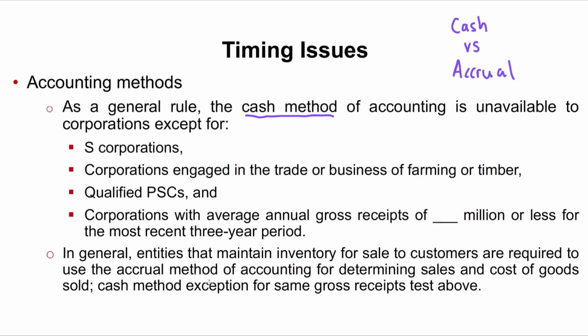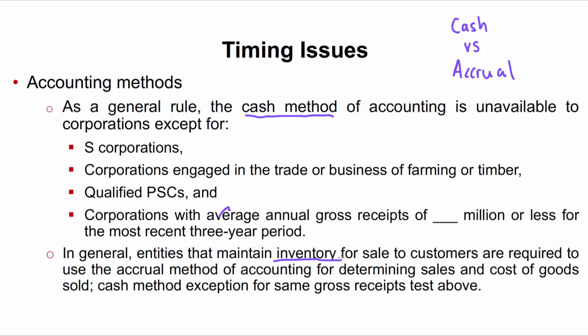Now, another thing. If you're a C corporation, which is what we're focusing on when we discuss these topics, or any corporation really, you cannot get the cash method. It must be accrual method. You can get cash method if you're an S corporation, farming, qualified personal service corporation, or you have average annual gross receipts of $25 million or less for the most recent 3-year period, looking at, again, the average. Okay. Another item.